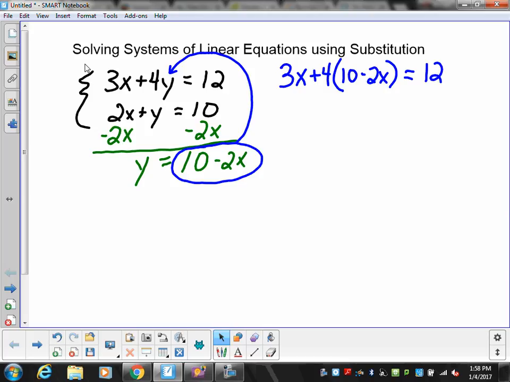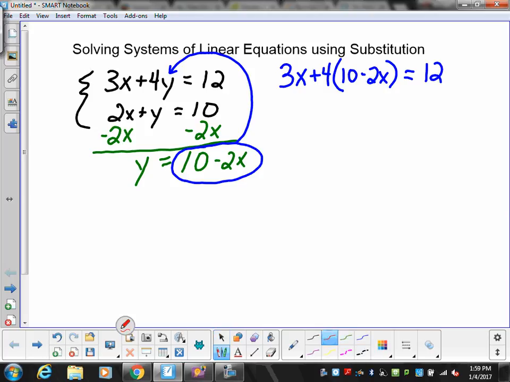Now, that becomes a little bit uglier equation, but what is the benefit of doing this? Well, up here I had x and y. Now I just have x's. So at this point, I can solve for x and actually get a value. I can get a numerical value at this point. So we are going to do that.